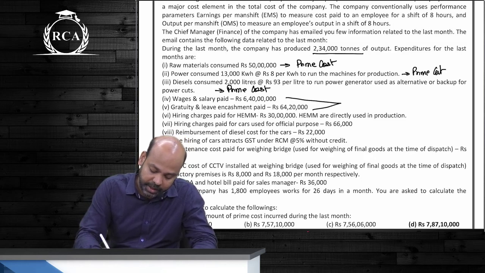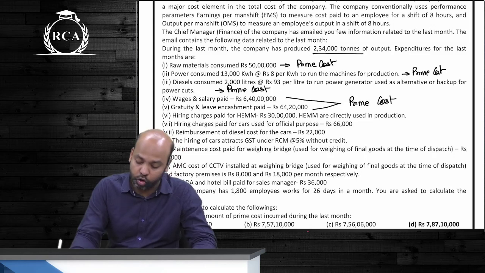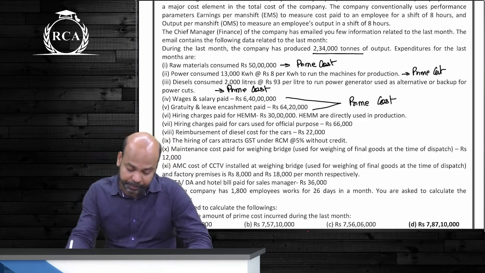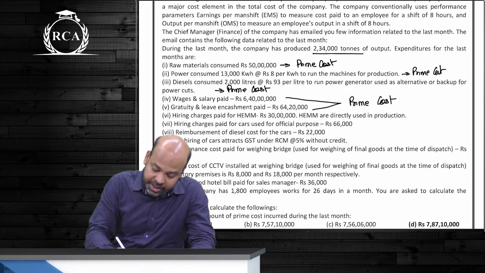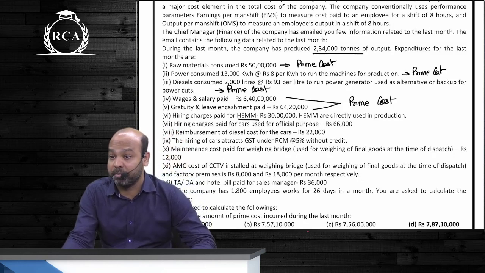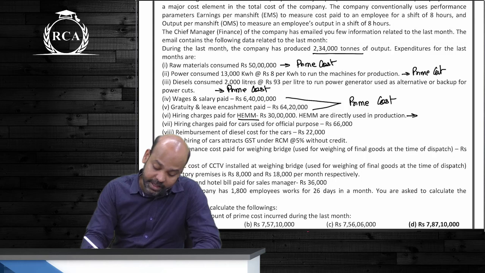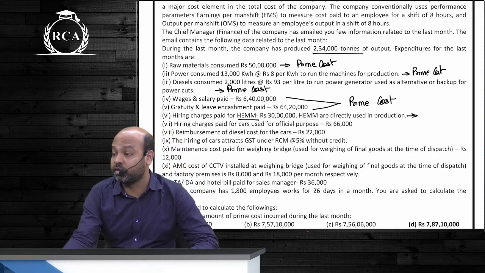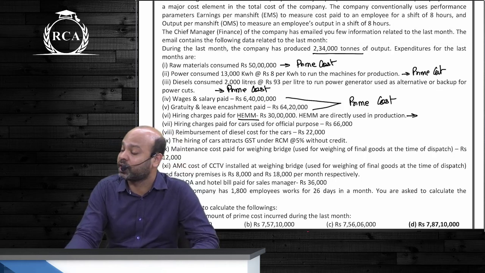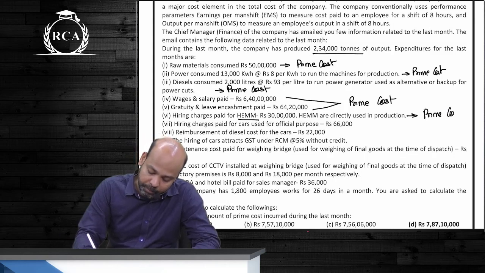Wages and salary paid and gratuity and leave encashment, direct wages. This will also go as a part of your prime cost. Yes or no, kids? Hiring charges for HEMM. HEMM का full form लिखा है था class में. Heavy earth moving machinery. Very good. Do you recall the question better now? This is also a direct expenditure, guys. I told you whenever they use the word hire charges, please assume it to be a direct expenditure. Lease rent अगर use कर रहा है तो factory overhead. So this will also form part of your prime cost.